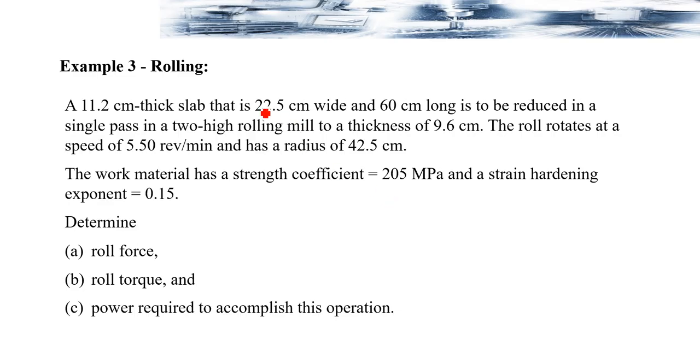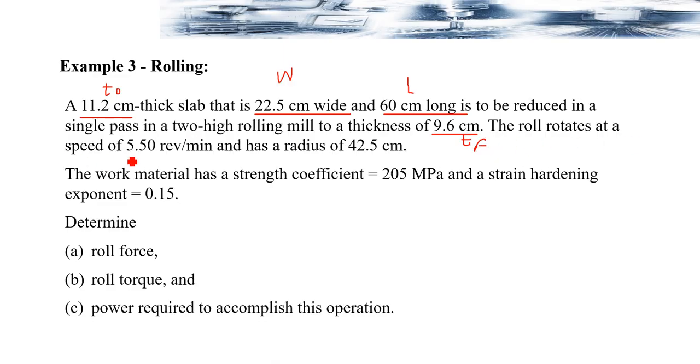Okay, now let's start to do our calculation. We have an 11.2 centimeter thickness slab. So this is the TO. That is 22 centimeter wide, that's the W, and 60 centimeter long. That's not the L we want, that's the length. It's to be reduced in a single pass in a two-high roller to a thickness of 9.6 centimeters. So that's the T final.